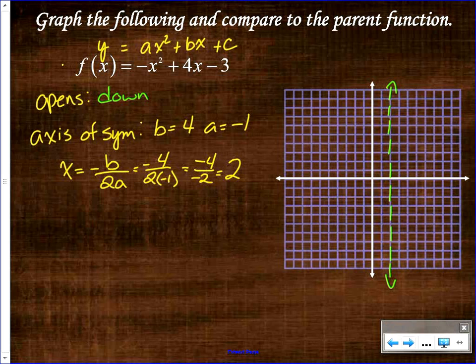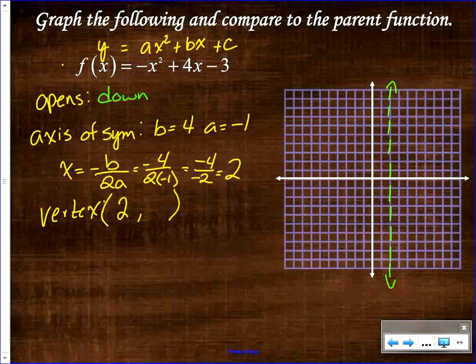Now, how do I find my vertex? We know that the x-coordinate is 2. We need to find the y-coordinate. How do I find that? Plug it into the equation. Good. So y is going to equal negative x squared, negative 2 squared, plus 4 times minus 3. What's negative 2 squared? Negative 4. Thank you. Because the squared is not touching the negative sign, it's only touching the 2.